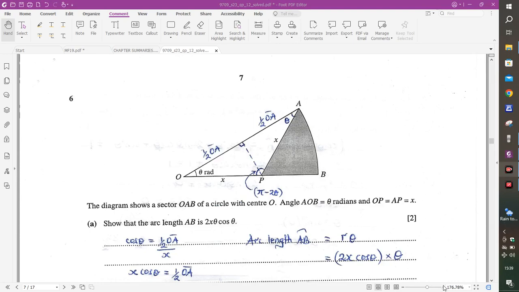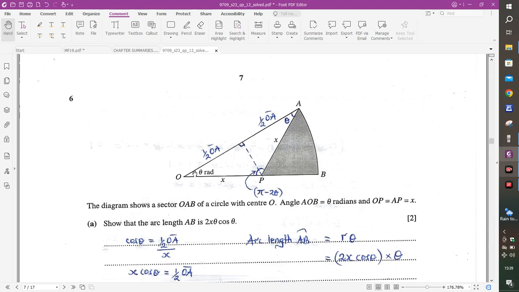Number 6 is about circular measure. They're saying the diagram shows a sector OAB of a circle with center O, angle AOB is equal to theta in radians, and OP is equal to AP, which is equal to x. Show that the arc length AB is 2x theta cos theta.